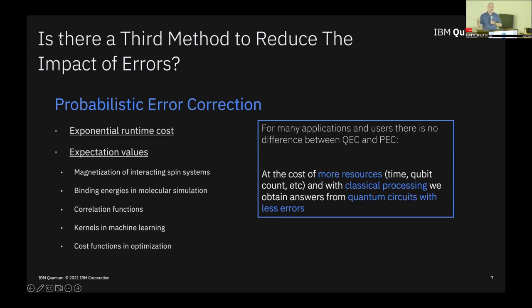And so for many applications and for many users, if you can solve the problem that you care about, there is no practical difference between probabilistic error correction and quantum error correction. They just want to know, can you get the answer or can you not?